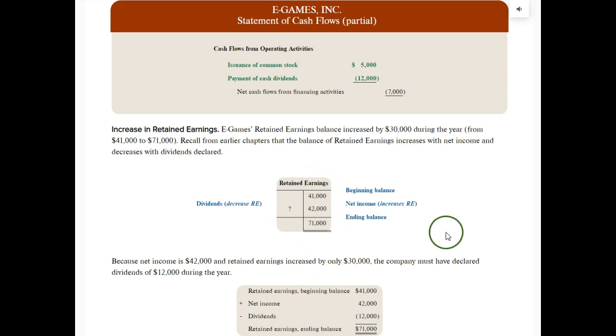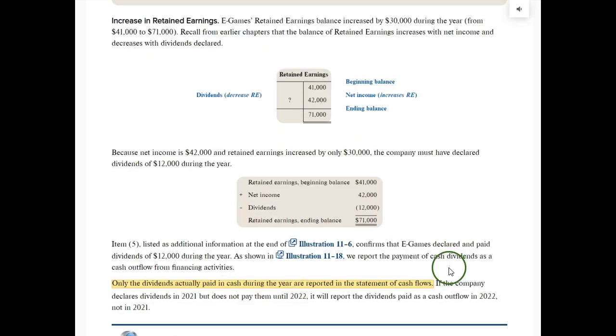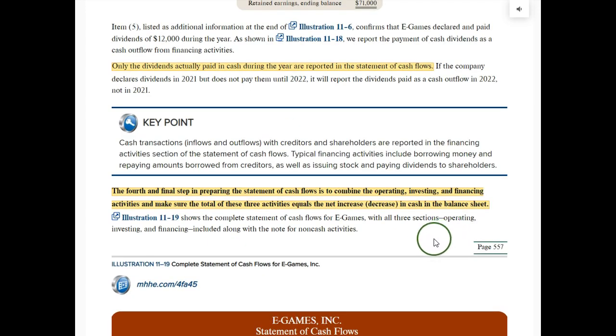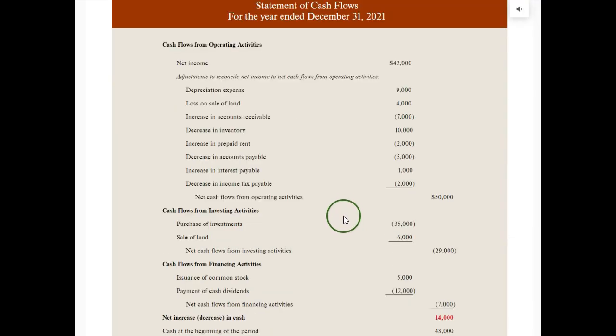I wouldn't worry about retained earnings that much. It doesn't really apply here. Dividends paid, we covered that. And then we combine the net flows from operating, investing, and financing. So here we go. So here's the statement we just went through prepared.